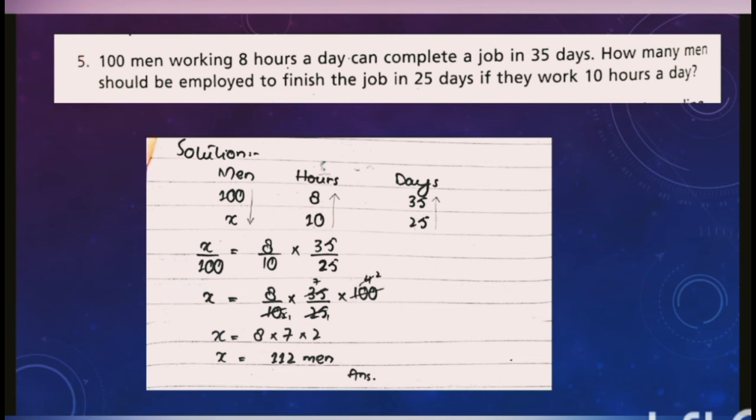Now make that number your numerator on which the arrowhead approaches. Now x by 100 equals 8 by 10 multiplied by 35 by 25. We need to find the value of x. Shift this 100 towards the right hand side. Now do this regular cancellation, and you have got 8 multiplied by 7 multiplied by 2, which is equal to 112. So 112 men are required to finish the job in 25 days if they work 10 hours a day.